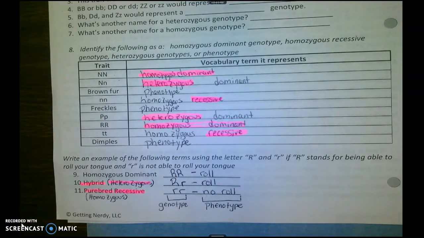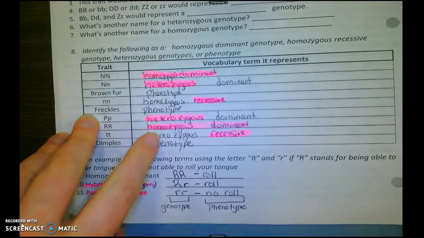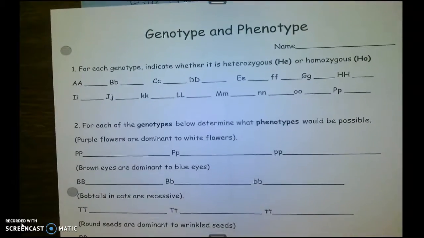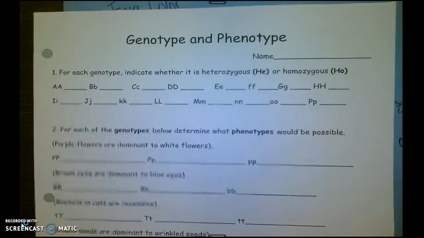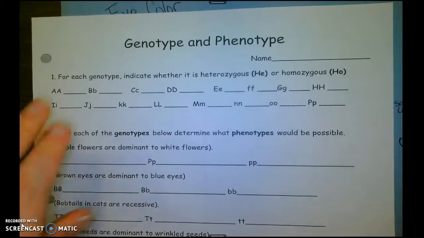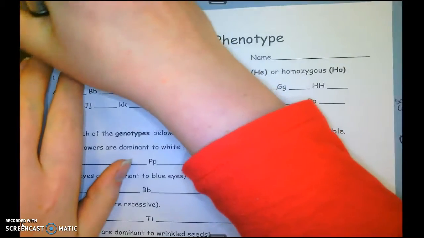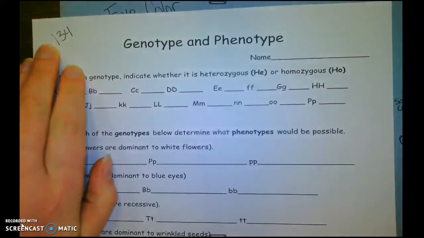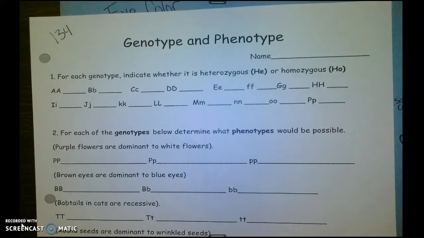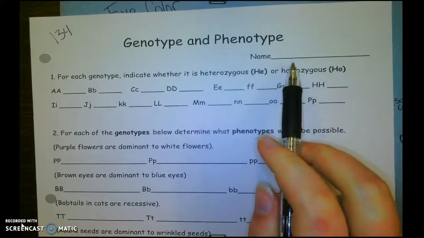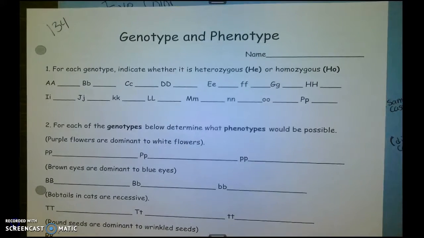So next thing, you guys are going to be getting some practice. If you haven't already received it, the practice is called genotype and phenotype. All right, this practice you'll be able to put on page 134. Now this is double-sided, so I don't actually want you to staple this in yet, but it will go on 134. Put your name on it. I'm going to go through the directions with you, but then this is something that you will do on your own.